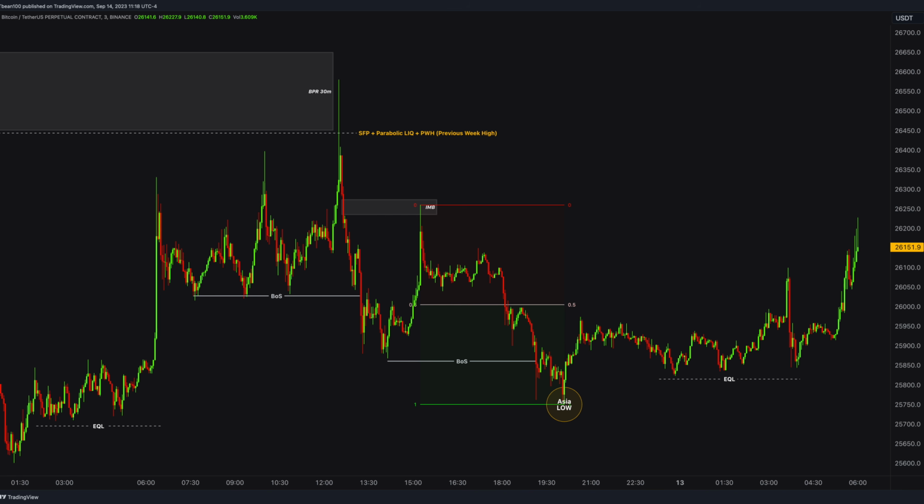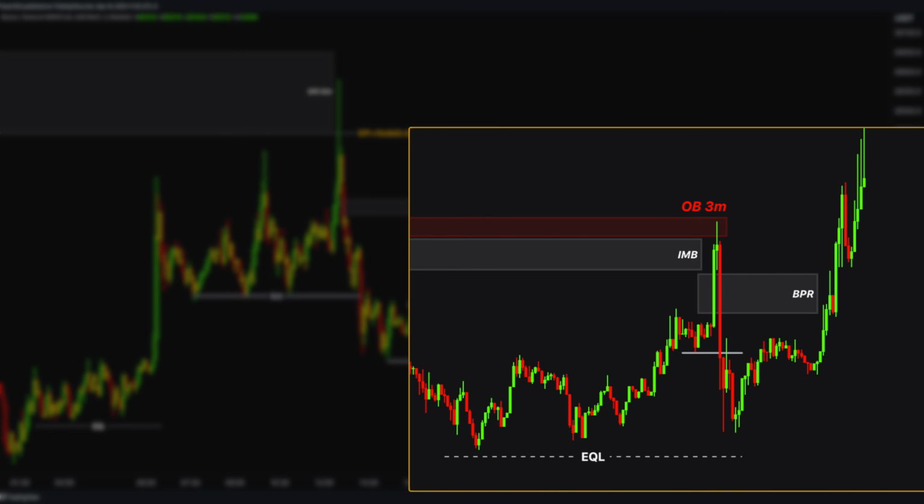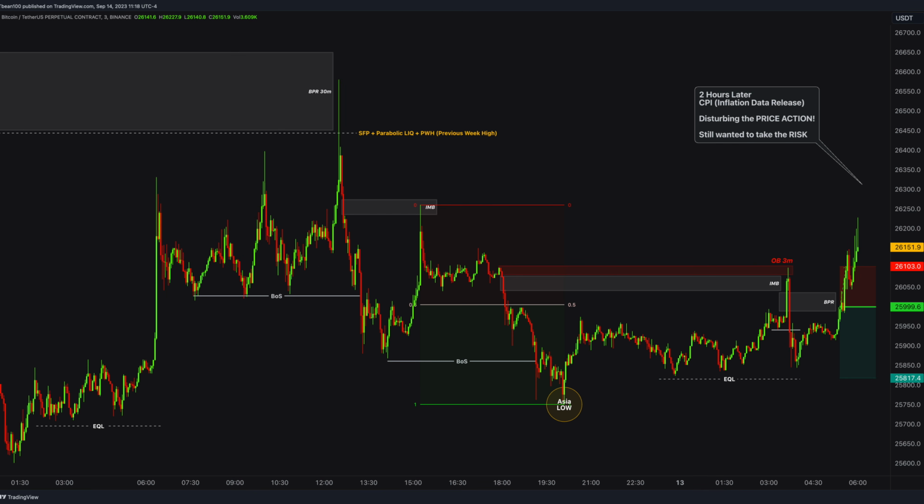As you notice, the imbalances were pushing the price lower. From this 3-minute order block, the price made a very strong internal reaction. It also changed the structure shift in the internal levels. After this BPR, I wanted to carry the price down at least to these equal lows, but it failed. It is mainly caused by expected CPI and inflation data after 2 hours. It was already disturbing the price action and smart money rules.